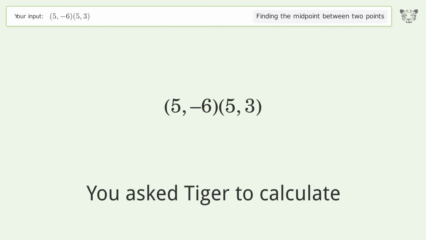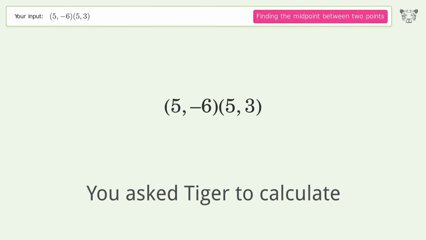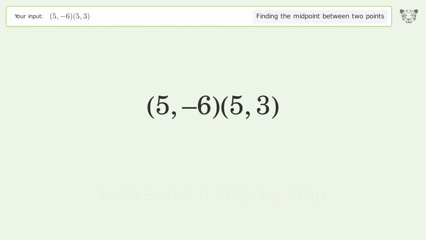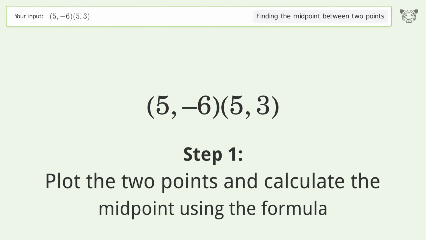You ask Tiger to calculate. This deals with finding the midpoint between 2 points. The midpoint between the 2 points is 5, negative 1.5. Let's solve it step by step. Plot the 2 points and calculate the midpoint using the formula.